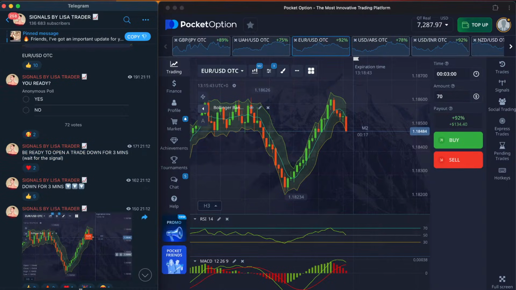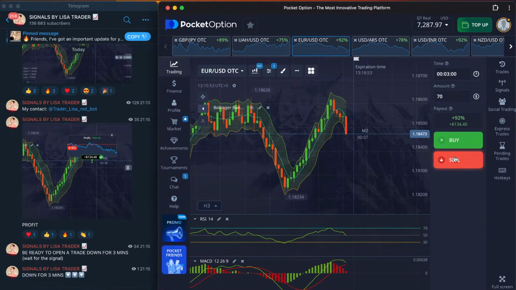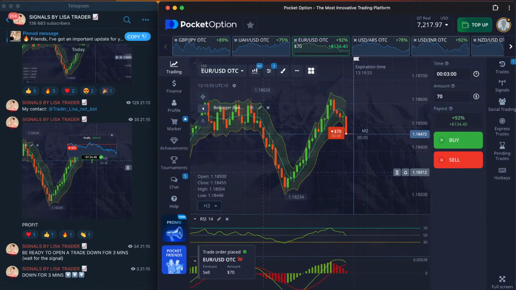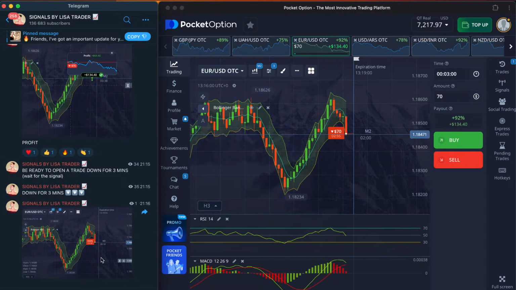So here we're also going to open a trade down, but be ready for a signal and wait for a signal. Oh, it's moving pretty fast. But okay, it's probably not going to go lower, higher to get a better entry point. So let's open it here.